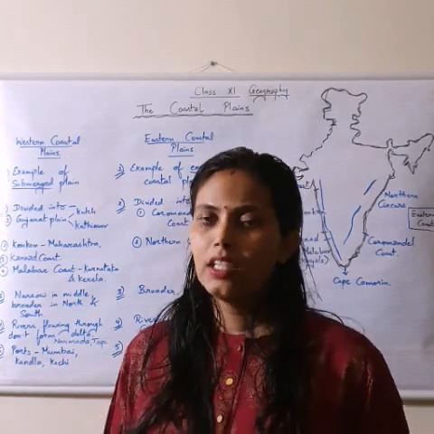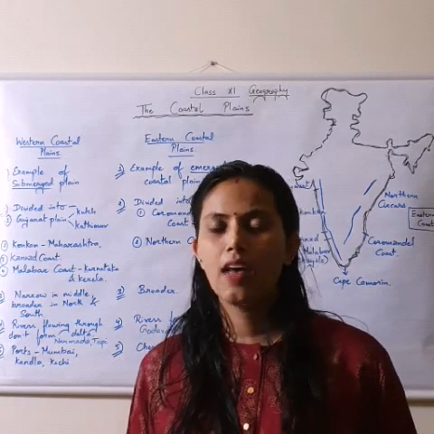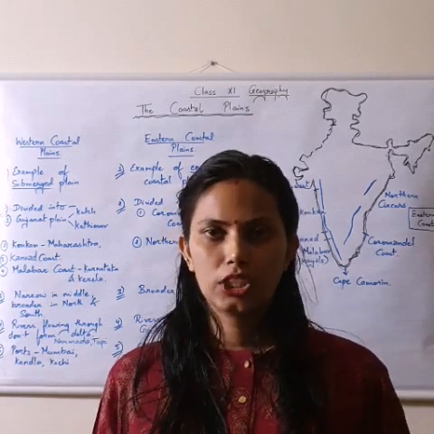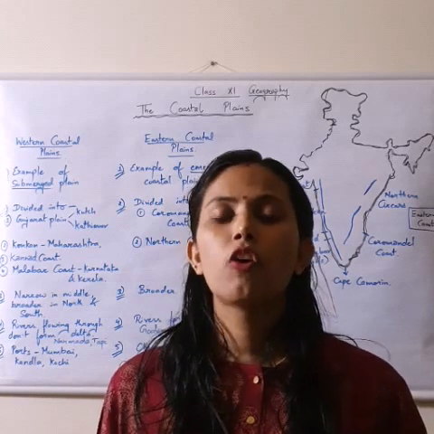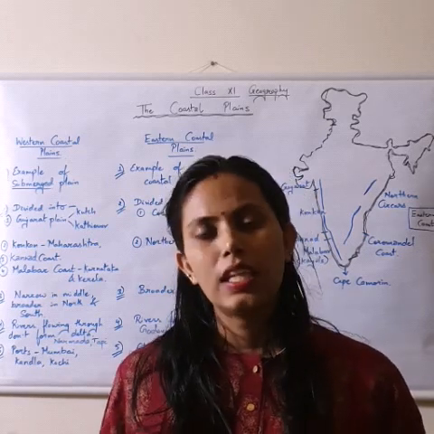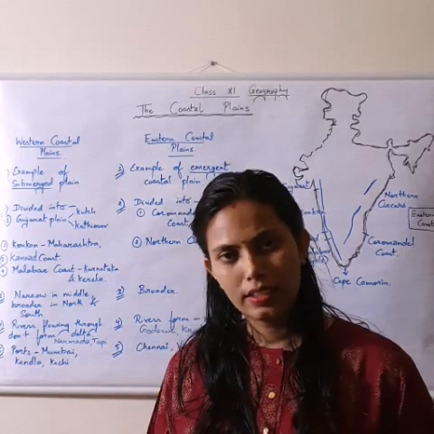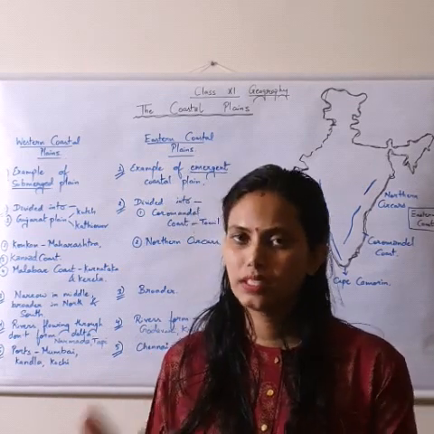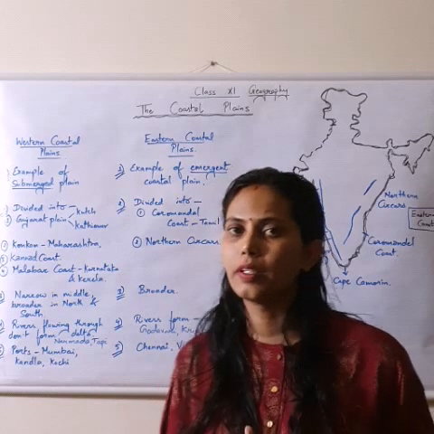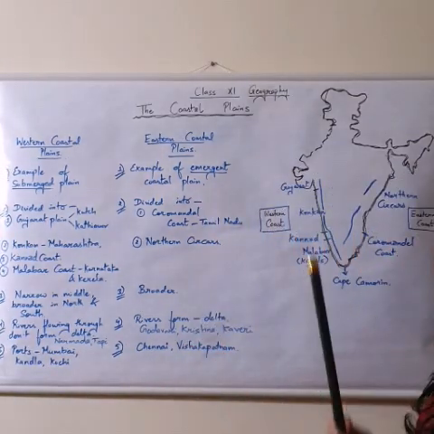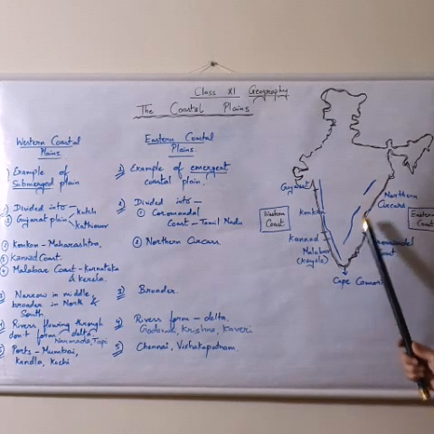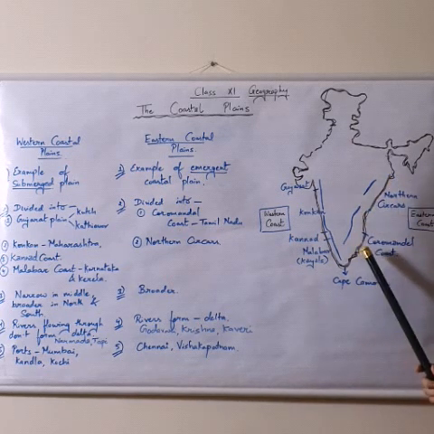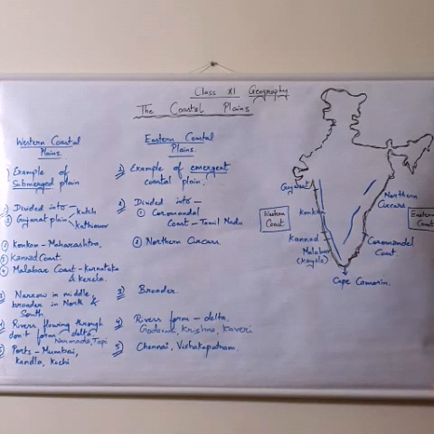On the other hand, the eastern coastal plains have rivers like Krishna, Godavari, Kaveri. These rivers before entering Bay of Bengal are forming a delta. This is another difference between the western coastal plain and the eastern coastal plain. You can look here again. Here, this is broad. So here we have deltas in the eastern coastal plain.